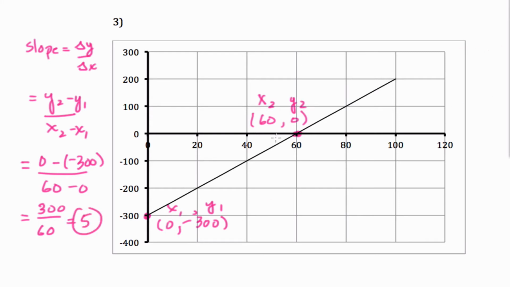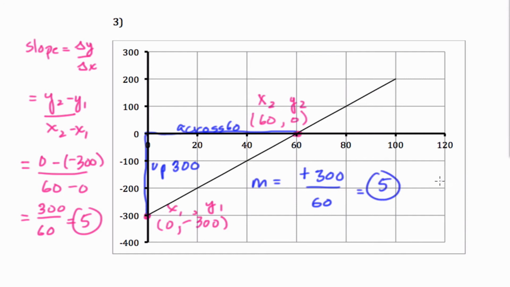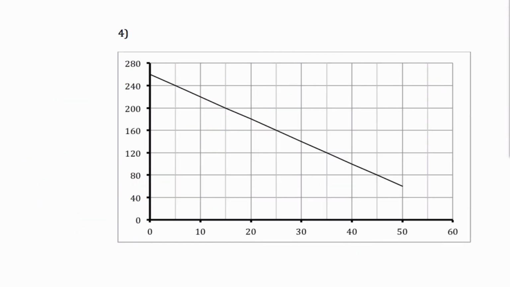You could also do the same thing once again by just saying how far does this point progress vertically, and how far does it progress horizontally. From here to here it went up 300, and from here to here it went across 60. So it went up 300, it went across 60, and the slope would be 5. Same thing, exact same calculations. You can, again, do this however you want.